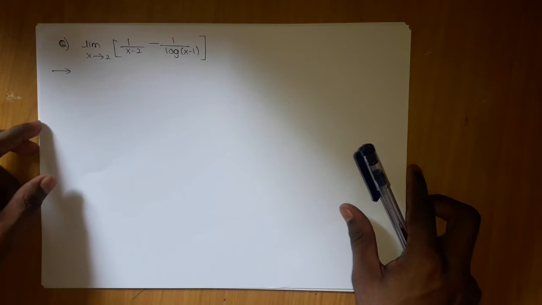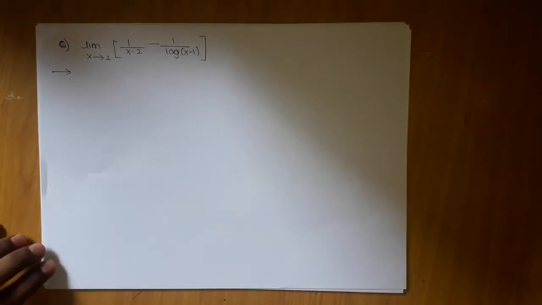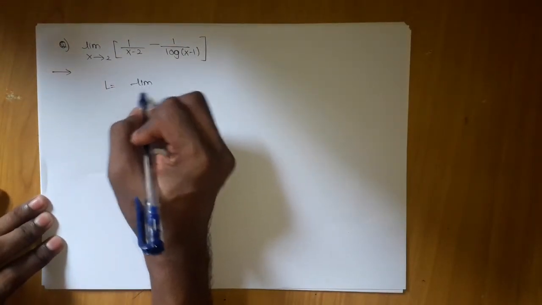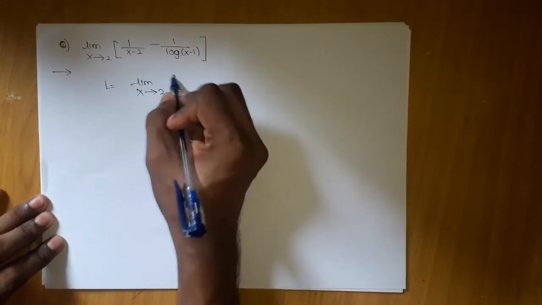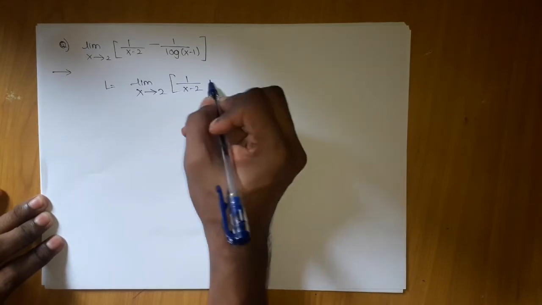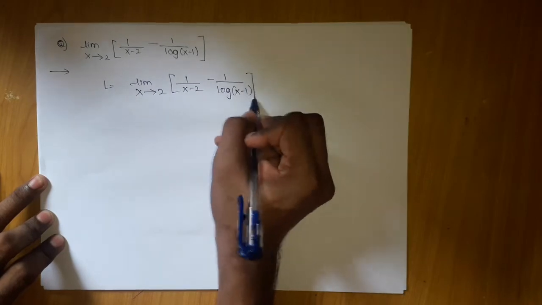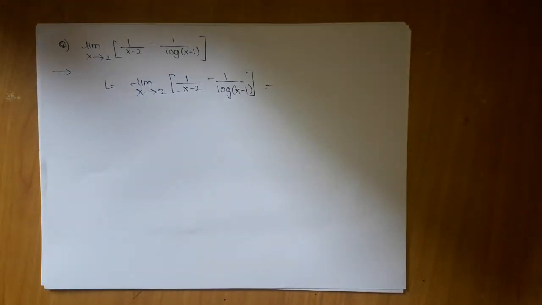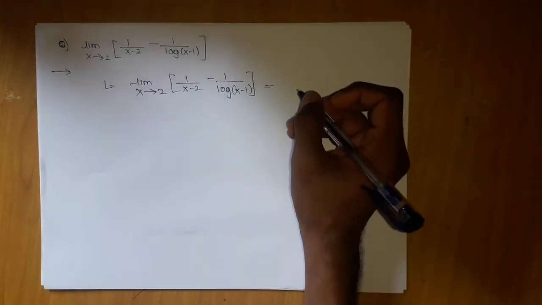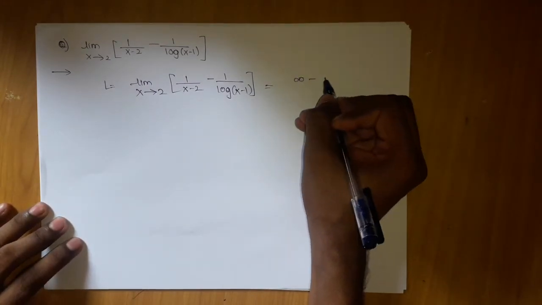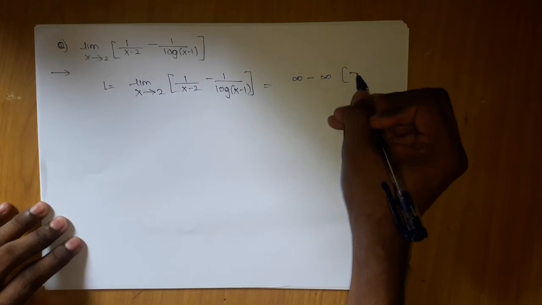The next problem which we are going to encounter is this: limit x tends to 2, 1 upon x minus 2 minus 1 upon log x minus 1. What you have to do is write this thing: limit x tends to 2, 1 by x minus 2 minus 1 by log x minus 1. After that, substitute the value and check what type of limit it is. Substitute, you will get infinity minus infinity, which is the indeterminate form.